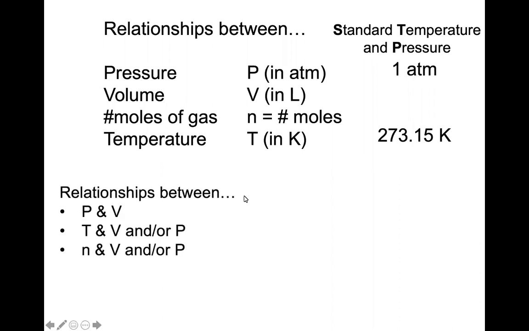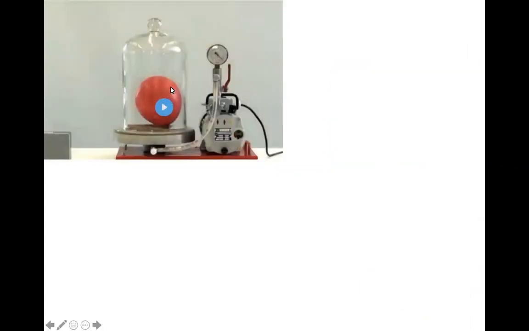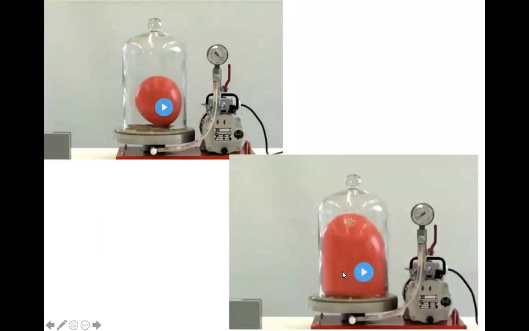Now, when we're thinking about relationships amongst these and experiments that might go along with those, these are the kinds of things we could use to explore: simply putting gas into balloons, changing their temperature with something like liquid nitrogen, placing them into bell jars where we can evacuate the air around them. This tells us a lot about the different relationships. If you take a balloon and put it in a bell jar, and use the vacuum pump to remove the air from the outside, what you find is that the balloon expands. It expands to fill up the bell jar container.